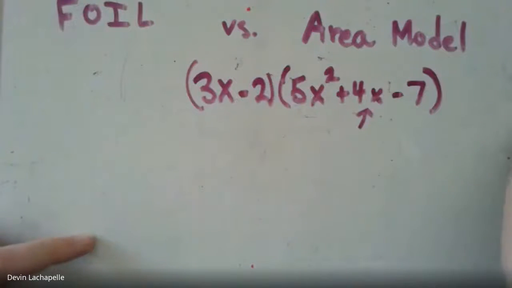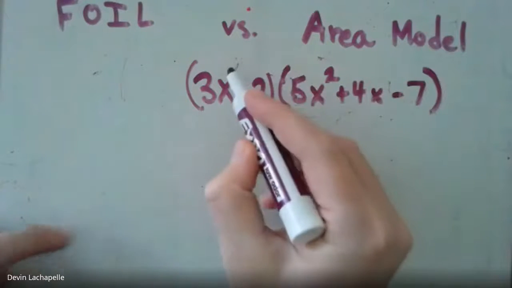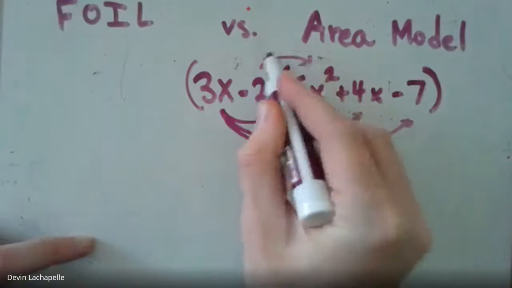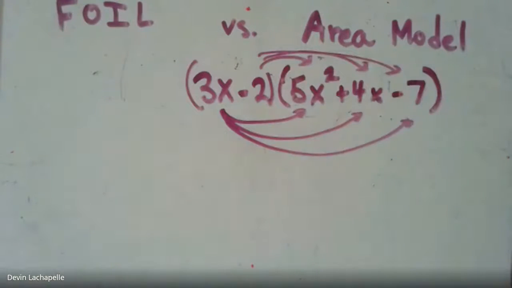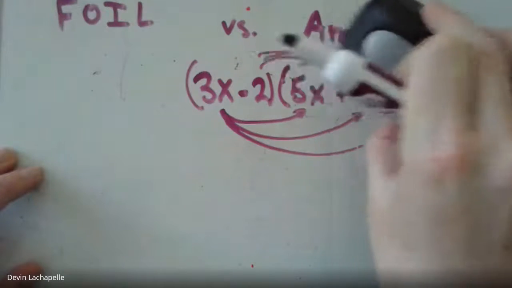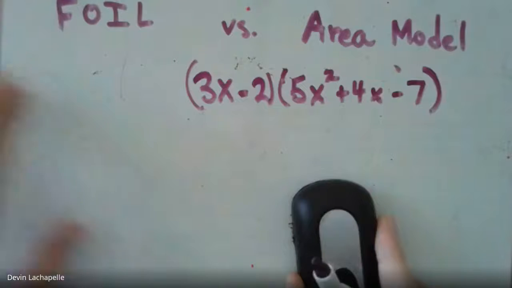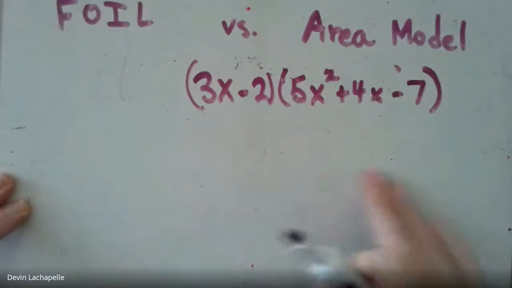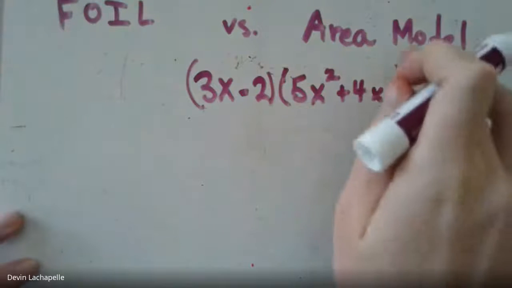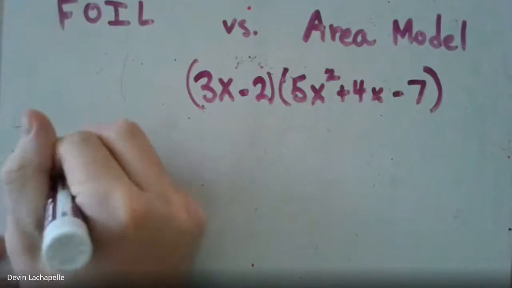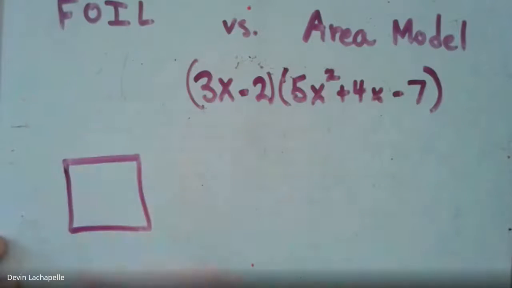We could kind of extend the FOIL method and say, hey, let's draw out lines and distribute each part. But the further we go, the more messy this gets. And it can be hard to track those lines, and our goal is to be as organized as possible. So I like to use what's called the area model. Now, the area model relies on a pretty basic concept, and that concept is we can represent the multiplication of any two terms with the area of a rectangle.